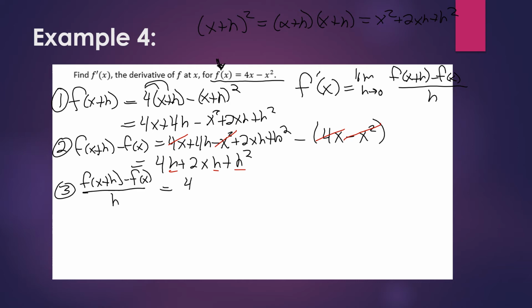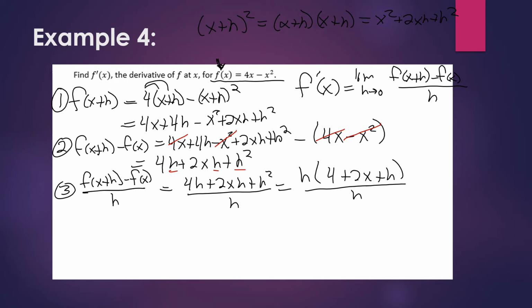So this is going to be 4h plus 2xh plus h squared all over h. And I want to be able to take an h out of the numerator. So if I take an h out, I'm going to get 4 plus 2x plus h all over h. These h's will cancel.